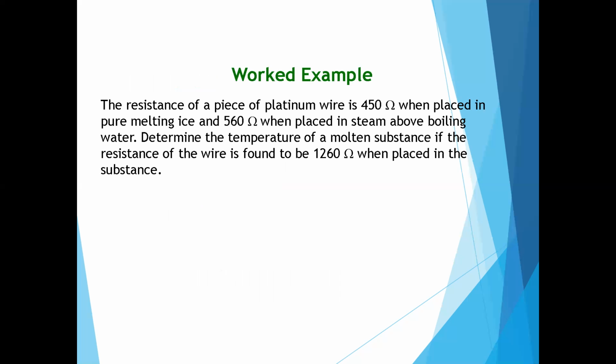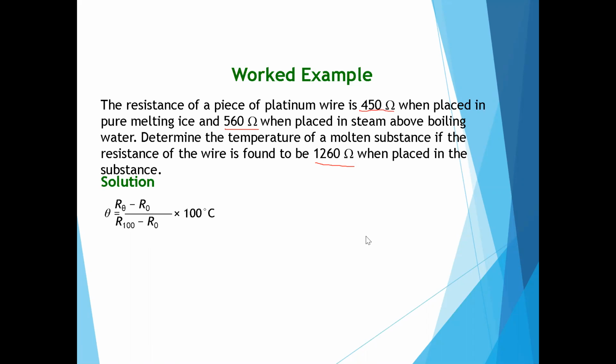Before we move on to an example of thermocouple, let's move on to an example of resistance. So we know the formula, that is R theta minus R0, the resistance at unknown temperature minus resistance at 0, upon resistance at 100 minus resistance at 0. So the resistance at the unknown temperature is 1260 ohms. At 0 it is 450 ohms, and at 100 it is 560 ohms.